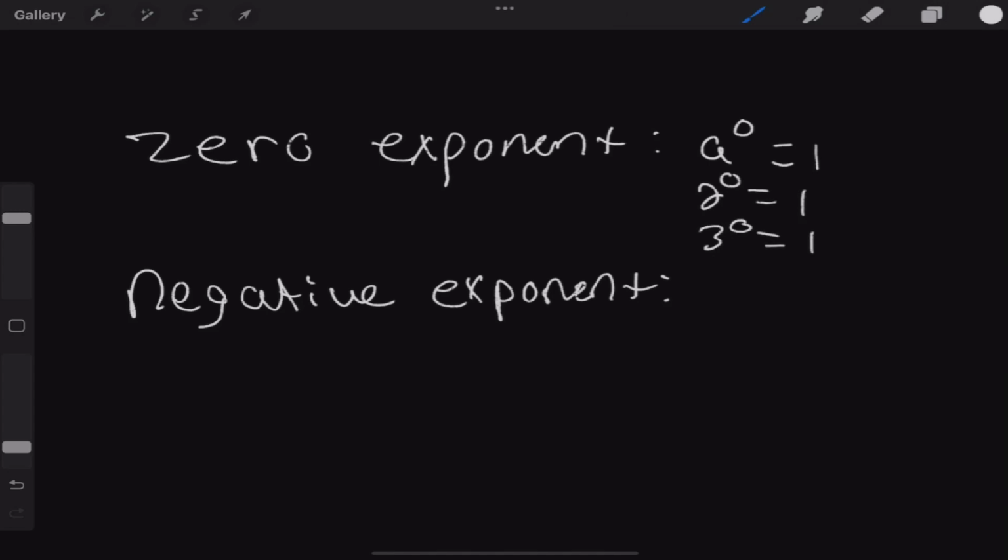No matter what number. It could be 100 to the power of 0 equals 1, or 10,000 to the power of 0. It's going to equal 1. No matter what, it'll equal 1.